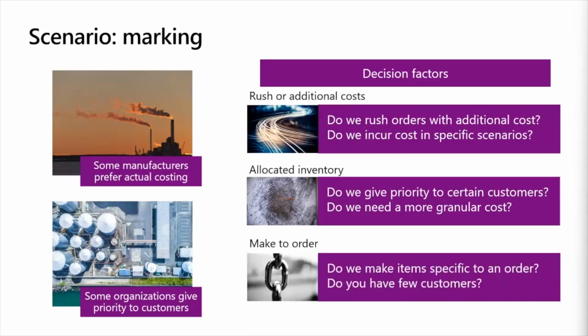In our third example, if your organization makes your items to the specification of each customer or only begins the process once an order is placed, you may want to consider marking for actual costing. This is common in highly engineered specialized products or when the item you are producing is very expensive and you don't keep on-hand inventory of the finished goods, for example.